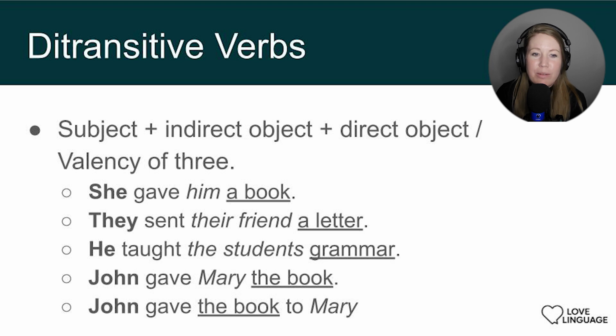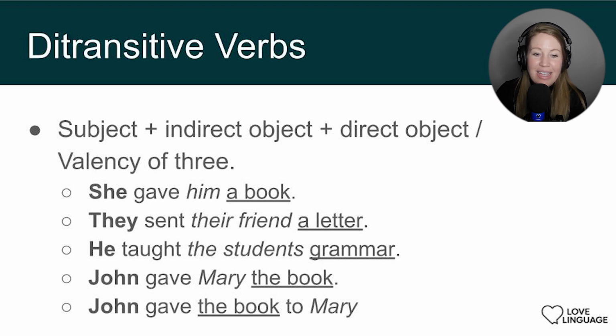Now, ditransitive verbs are verbs that need three arguments: a subject, a direct object, and an indirect object. Quickly, for those who aren't familiar with what an indirect object is, the indirect object is usually the recipient of the direct object. And remember, the direct object is the person or entity who benefits from or receives the action. So to make this easier to see, in these examples, subjects again are bolded, direct objects again are underlined, and indirect objects are italicized. So several examples here. She gave him a book. They sent their friend a letter. He taught the students grammar. John gave Mary the book.